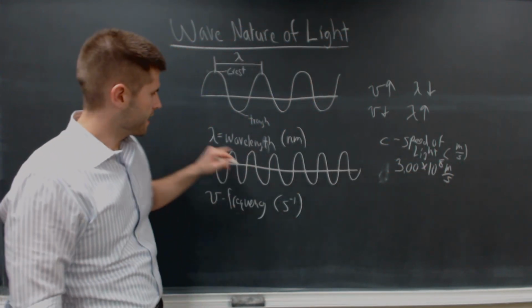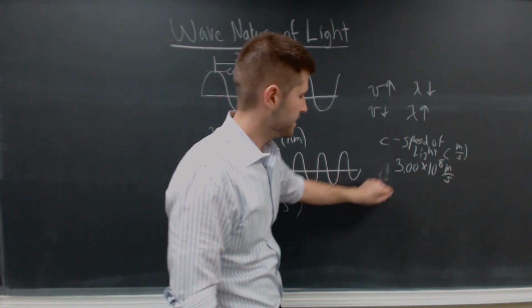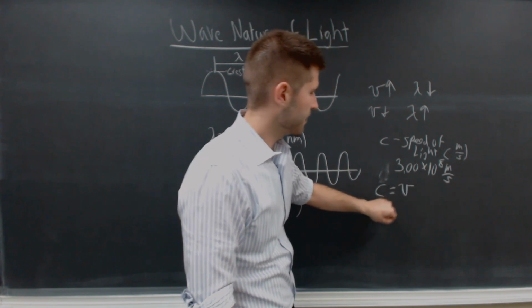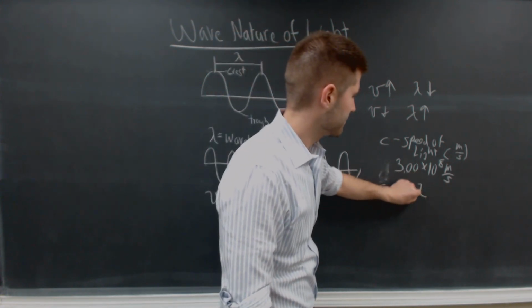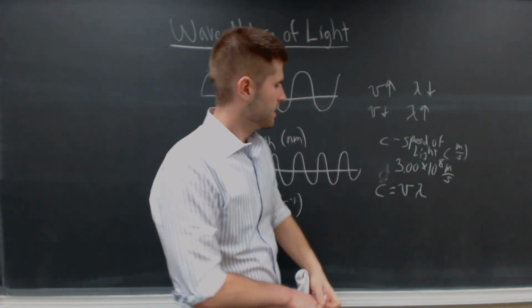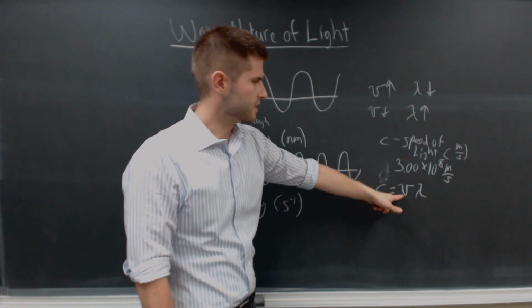To go back to what I was saying, if we multiply these two variables together, we can actually see that they're related to the speed of light. Speed of light is equal to nu, which is the frequency, times lambda, which is the wavelength. The wavelength should be in meters. The frequency should be in inverse seconds.